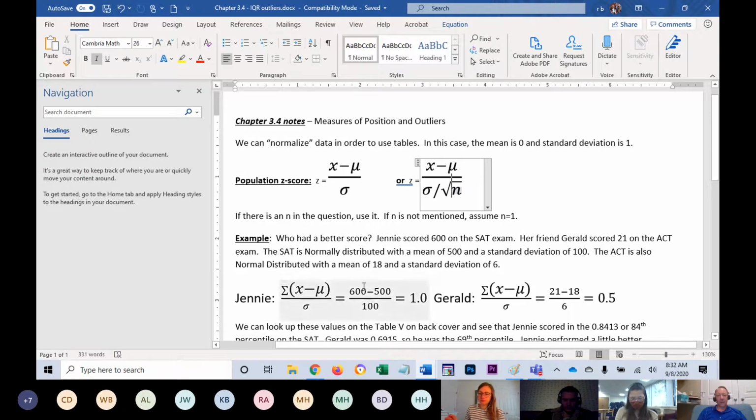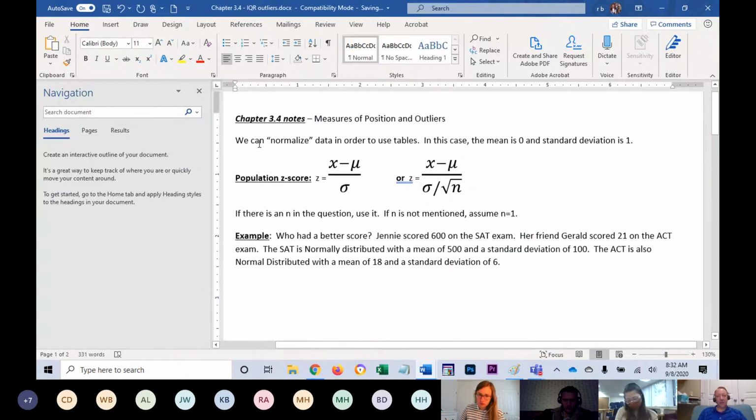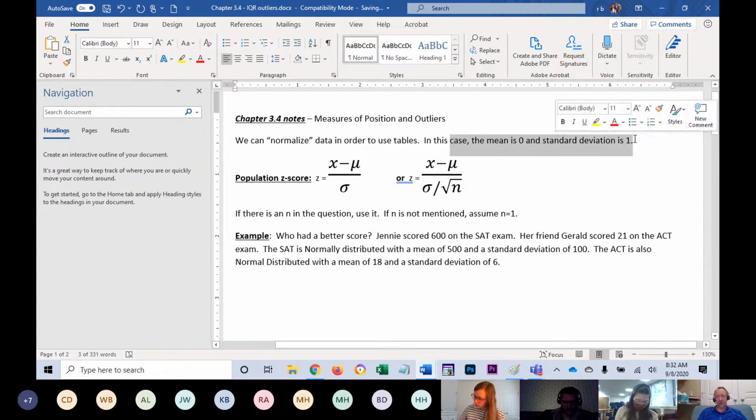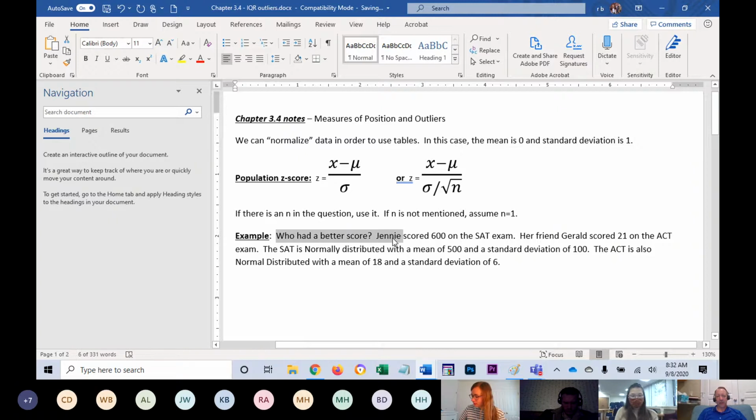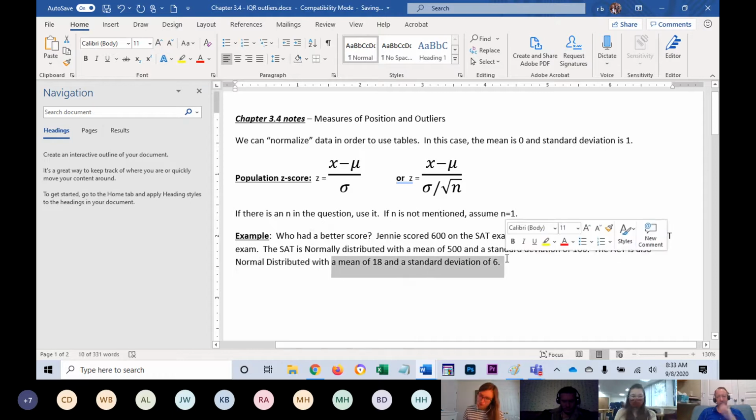All right. So we refer to this as normalizing the data, as you convert it to a standard normal distribution. As I mentioned earlier, the mean is always 0, the standard deviation is always 1. So the question is, who had a better score? Jenny scored 600 on the SAT exam. Her friend Gerald scored 21 on the ACT exam. The SAT is normally distributed with a mean of 500 and a standard deviation of 100. The ACT is also normally distributed with a mean of 18 and a standard deviation of 6.